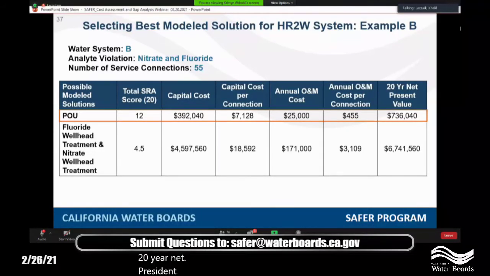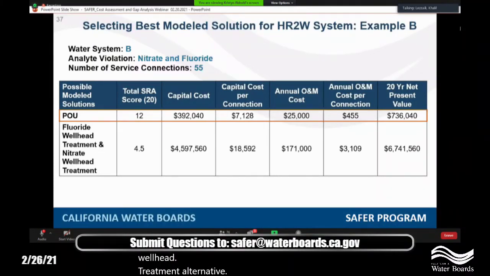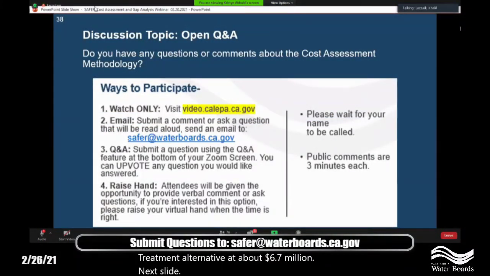So the 20-year costs, over 20 years. And the clear winner here obviously is point of use, given its significantly lower price tag at under $1 million over 20 years, as opposed to the wellhead treatment alternative at about $6.7 million. Next slide. And so, with this, I've reached the end of my slides.